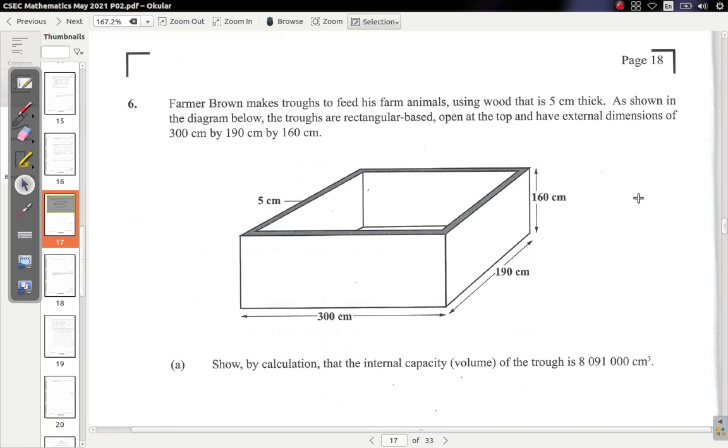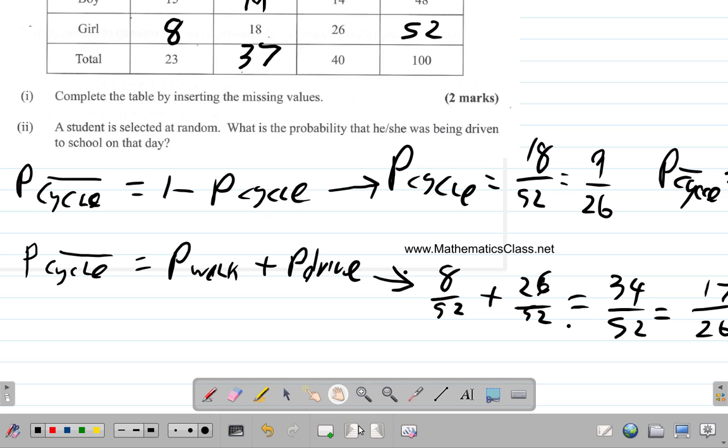They're aggressive. But anyway, as shown in the diagram below, the troughs are rectangular based, open at the top and have external dimensions of 300 centimeter by 190 centimeter by 160 centimeter. Alright? They say show by calculation that the internal capacity or the volume of the trough is 8,091,000 centimeter cube.